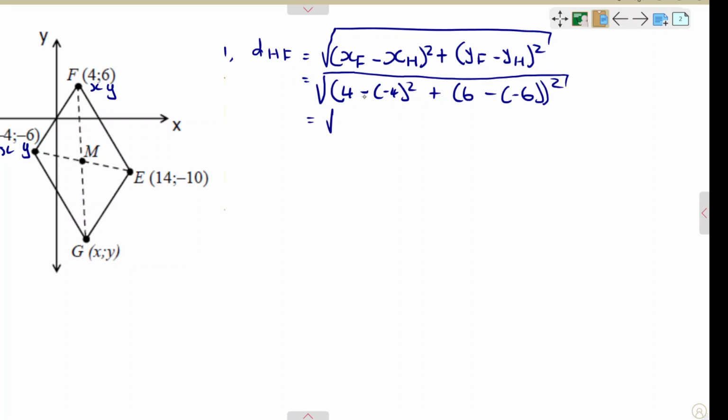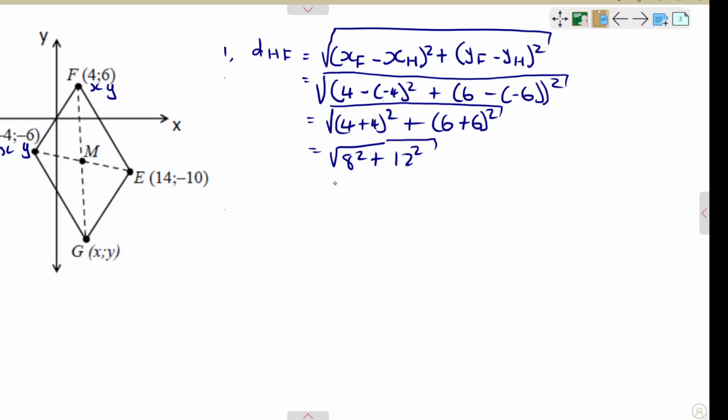So let's do the calculations. We have a negative times a negative, that's a positive. So this is 4 plus 4, squared, plus, negative times negative, 6 plus 6, then we square it. Then 4 plus 4 is 8, and we have to square 8. So we have 8 squared plus 6 plus 6, which is 12, and we have to square the 12.